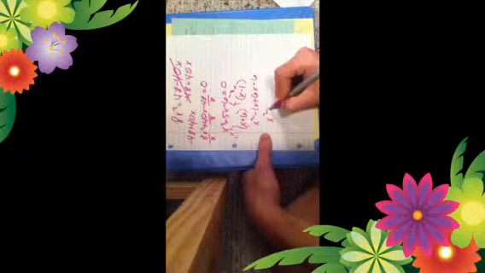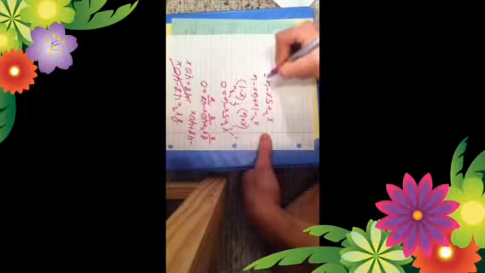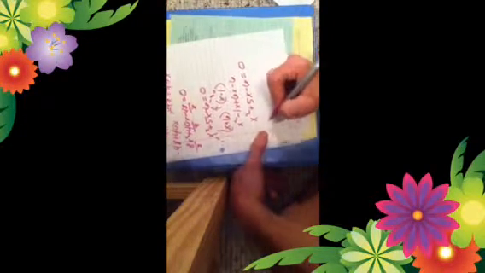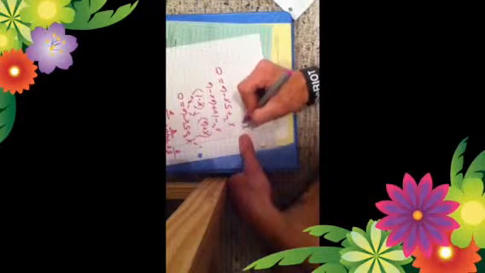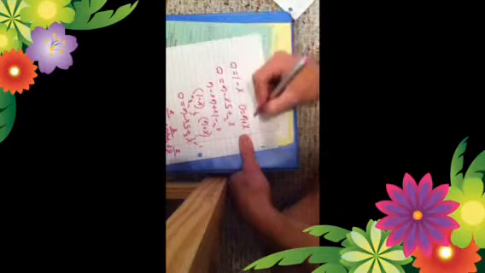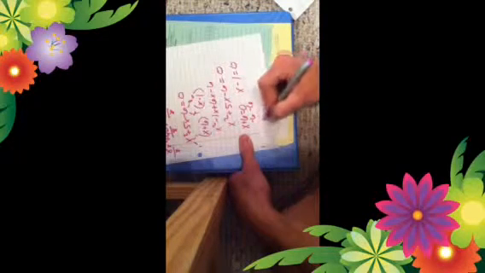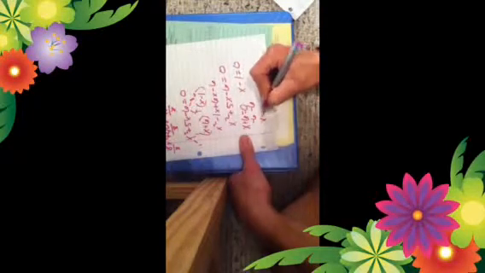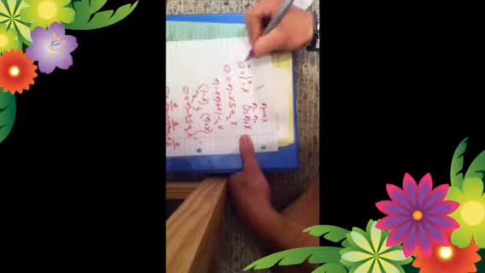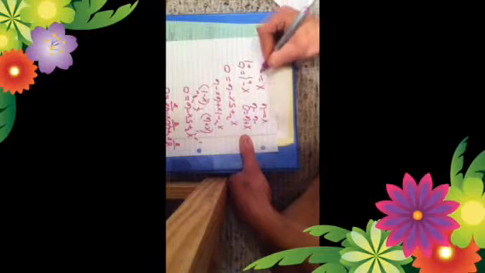x squared plus 5x minus 6 equals 0, so it's the same. So just set each one equal to 0 now. So x plus 6 equals 0, and x minus 1 equals 0. Minus 6, x equals negative 6, and plus 1, so x is equal to 1.